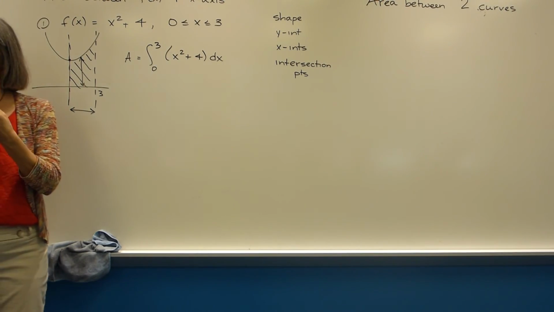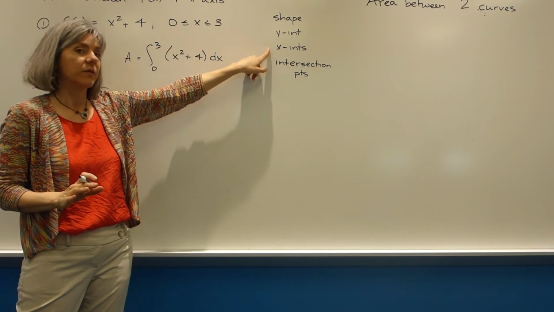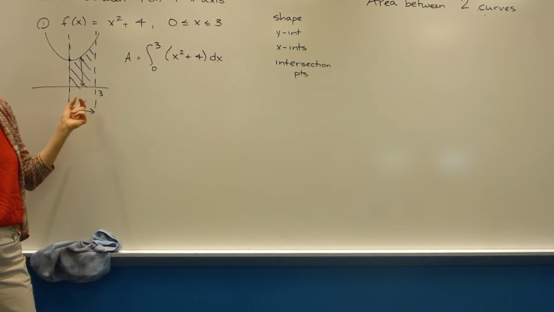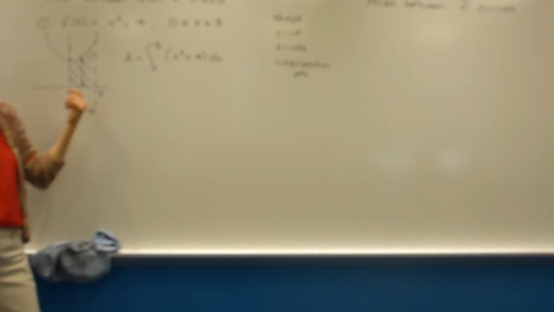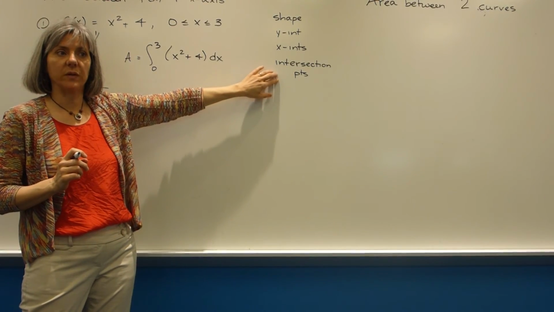So it's important that you sketch. Again, sketching: figure out the shape, the y-intercept, that's a breeze. Figure out the x-intercepts if you have them, and then you can have your sketch. I'm going to come back to that first one. Let's hop over to area between two curves, because this is where we need to add intersection points.